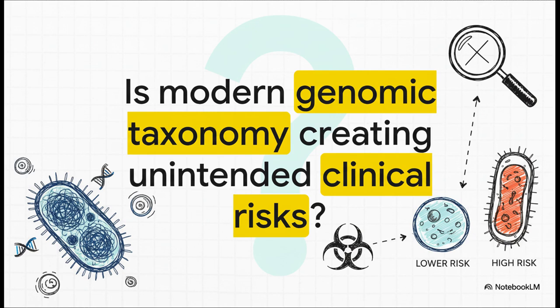And that brings us full circle, right back to the central dilemma. This is a question we all need to think about. As our genomic tools get more and more powerful and we rearrange the microbial family tree to be more accurate, are we accidentally creating brand new safety hazards in the clinic? We're stuck in this tug of war between taxonomic perfection and the practical, on-the-ground reality of keeping people safe. And finding the right balance, well, that's going to be the challenge for all of us moving forward.